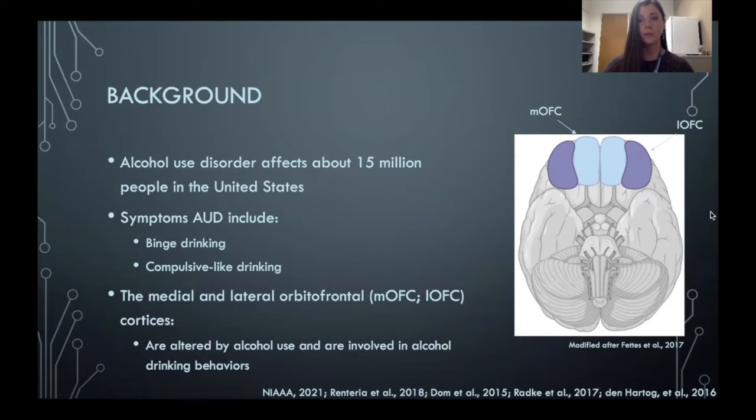The regions that we were interested in were the medial and lateral orbital frontal cortices. And we were interested in these regions because these are altered by alcohol use and are involved in alcohol drinking behaviors. And we can see them outlined here in blue and in purple.